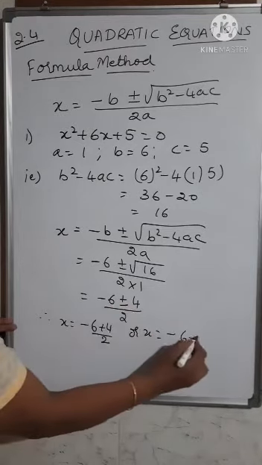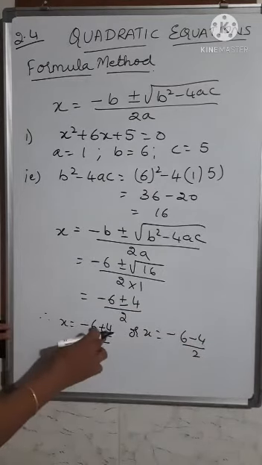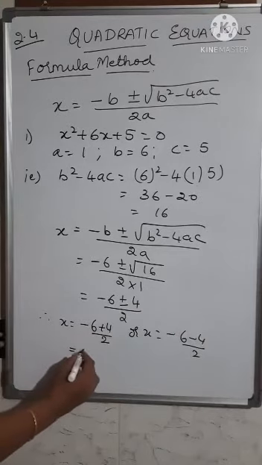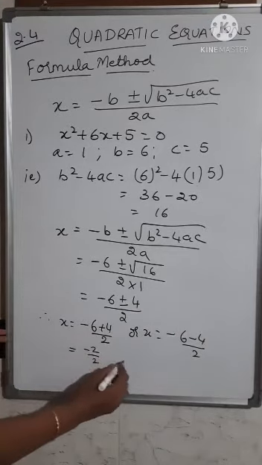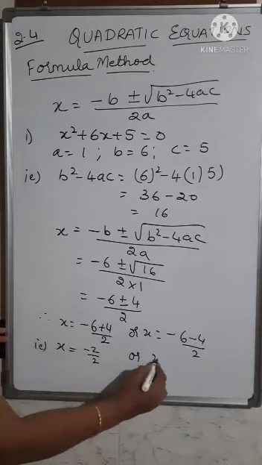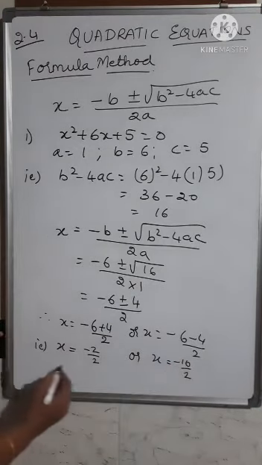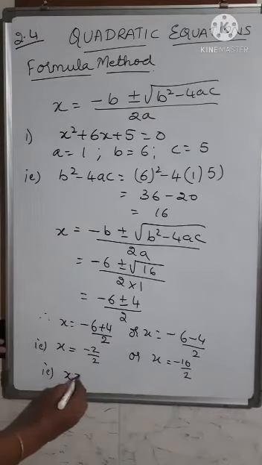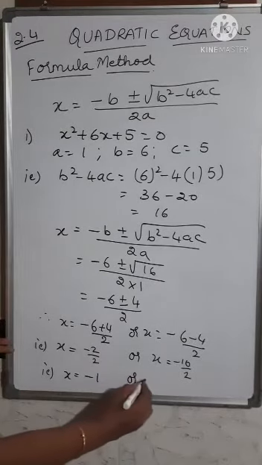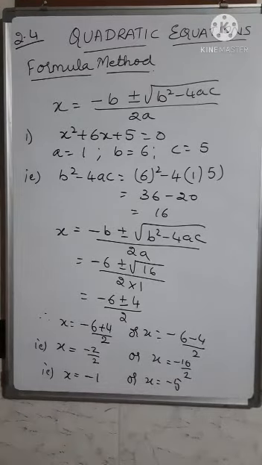Next time write it with the minus 7, minus 4 upon 2. So this will be equal to minus 6 plus 4, which is minus 2. So you get minus 2 upon 2, or x is equal to minus 6 minus 4, which is minus 10 upon 2. Simplifying this, the value of x is equal to minus 1, or the value of x is equal to minus 5 after cancelling it. Then you write the final equation. Therefore the roots of the equation are minus 1 and minus 5.